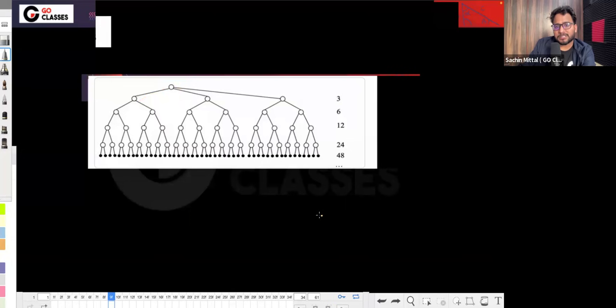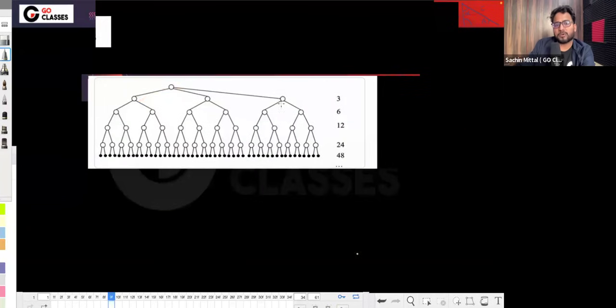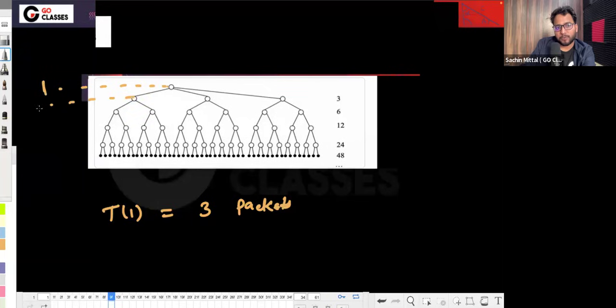Now they are saying that at timestamp 10, at T10, how many packets are you sending? At timestamp 1, the source is sending. So at T1, you are sending three packets. Then it is timestamp 2. At timestamp 2, how many packets are you sending?